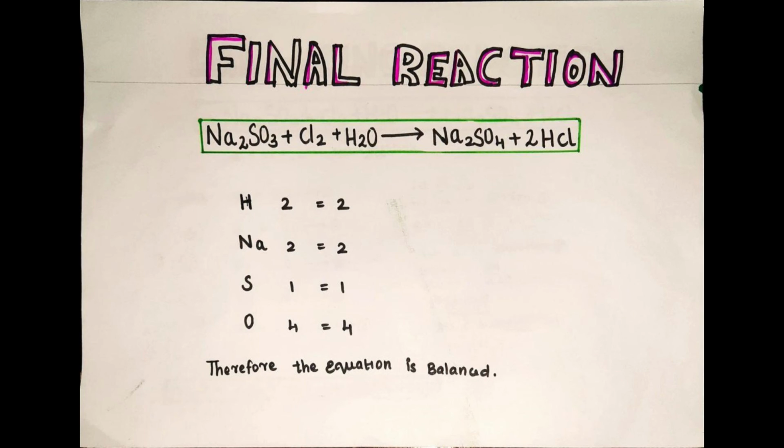To check the balanced equation, we need to check the atomicity of the elements. For hydrogen, both the reactant side and the product side have 2. For sodium, it has 2 on both sides. Sulfur has 1 on the product side and 1 on the reactant side. For oxygen, we have 4 on both sides. Therefore, this equation is balanced.